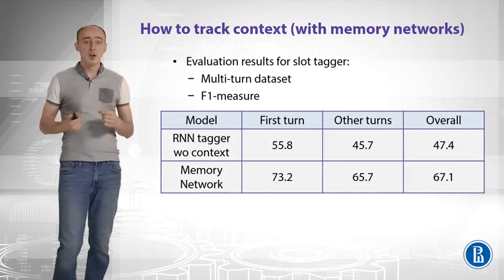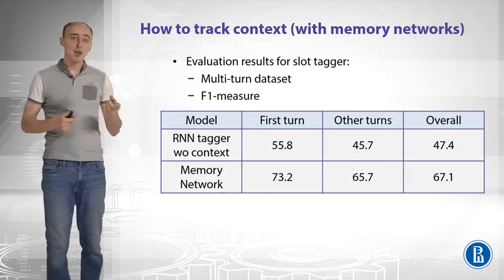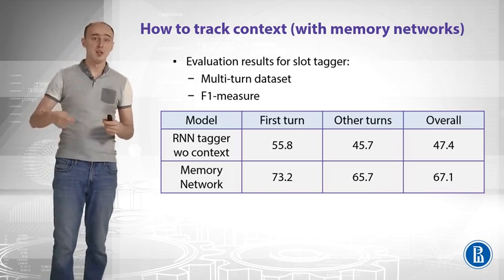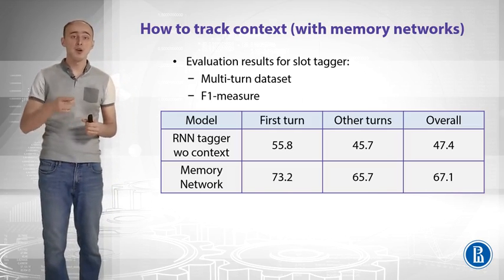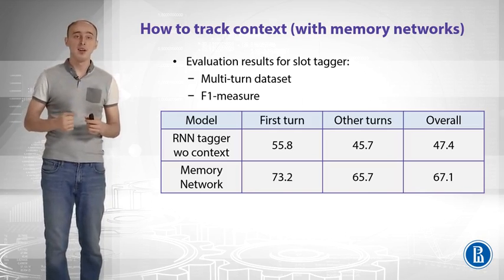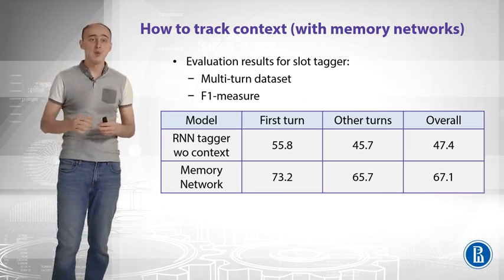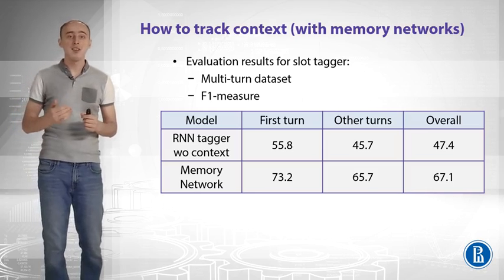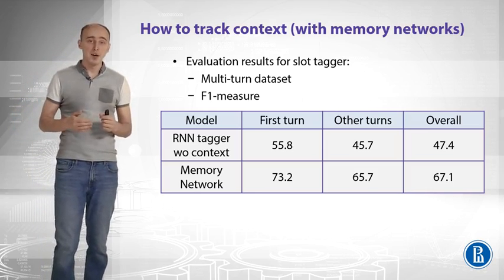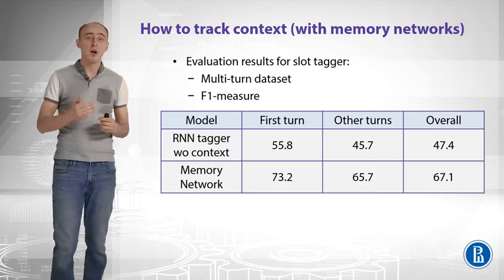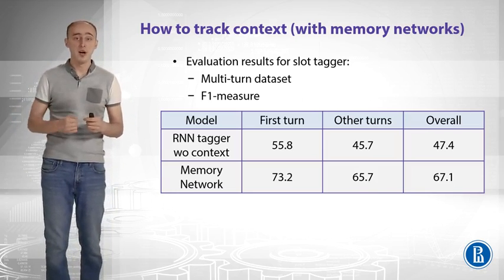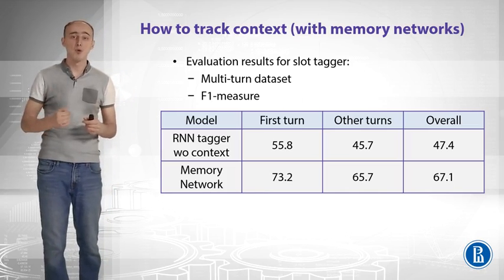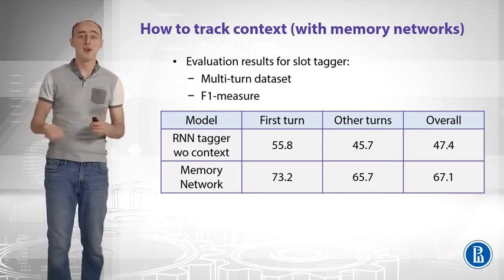Let's see how it actually works. We evaluate this slot tagger on a multi-turn dataset, where the dialogues are long, and we measure the F1 measure here. Let's compare the RNN tagger without context and this memory networks architecture. We can see that this model performs better not only on the first turn, but also on the consecutive turns as well. Overall, it gives a significant improvement to the F1 score, like 47 compared with 67.